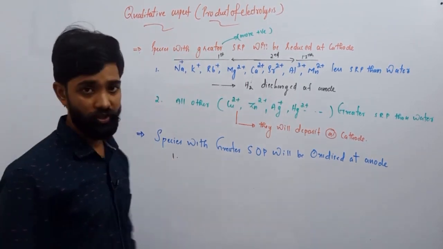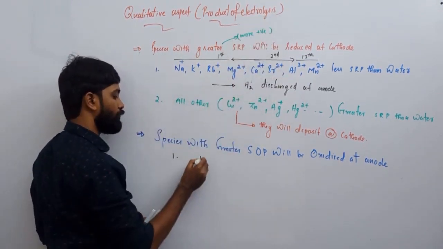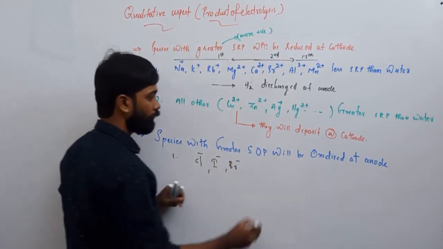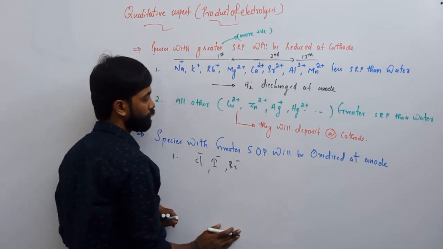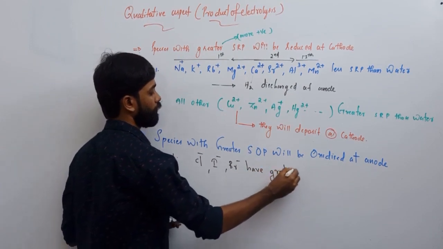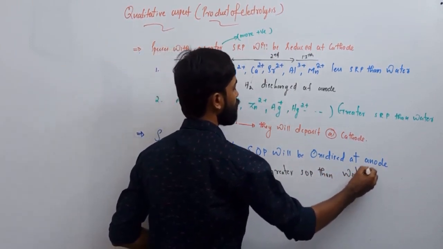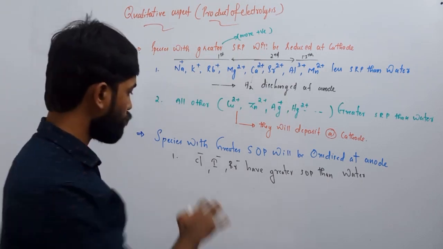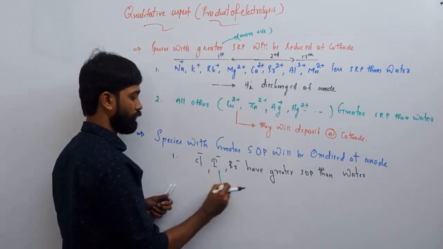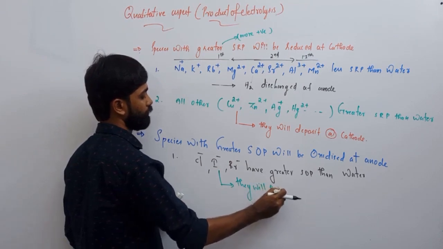Let me write two more points in this case. Listen. Cl minus, I minus, Br minus have greater SOP than water. Then what happens? If they all have greater SOP than water, then if there is a competition between these species and water, what happens? These species will be oxidized. Is it okay?